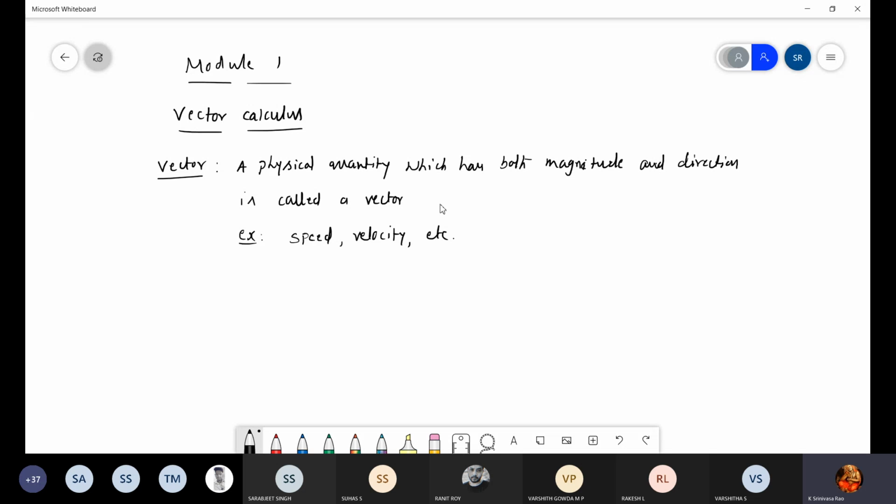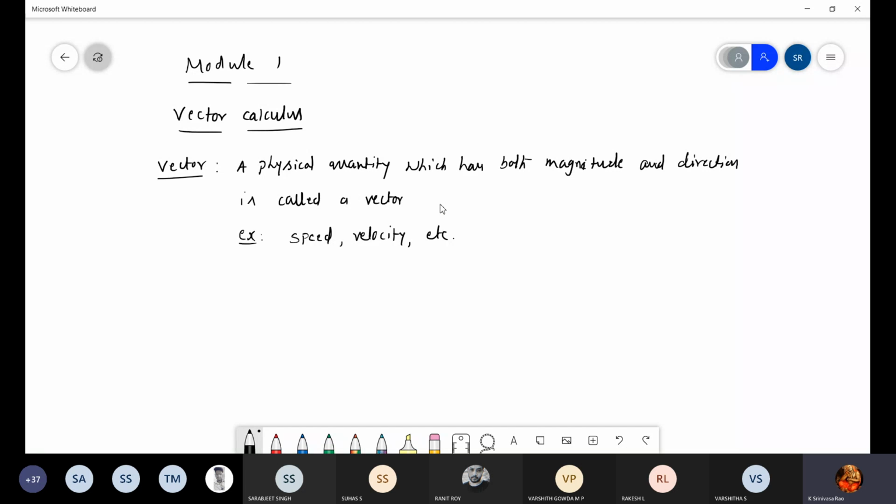Magnitude means some quantity. For example, you will say some 5, for example, this one velocity. The unit for force is Newton, and the unit for mass is kg. The unit for length is meter, kilometer. These are all what we call magnitude. And direction is nothing but positive or negative, upward or downward. That is direction. So a physical quantity which has both magnitude and direction is called a vector.